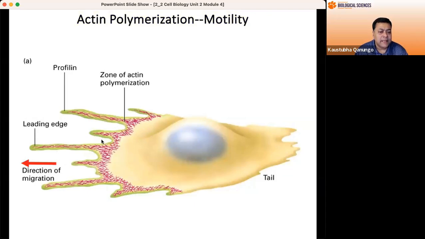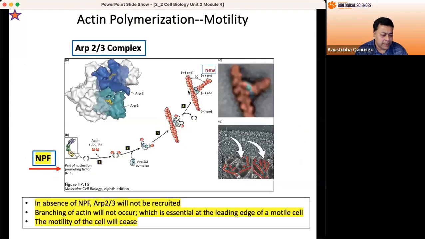And you can easily see that these are all cross-linked polymers of actin at the leading edge. Now we are going to see how these cross-links essentially happen. There is a protein called the ARP2/3 complex. It's a large protein with 7 subunits, and only 2 of them are shown, which are ADP bound, ARP2 and ARP3. These are responsible for the branching. This extensive branching can only happen with the ARP2/3 protein.